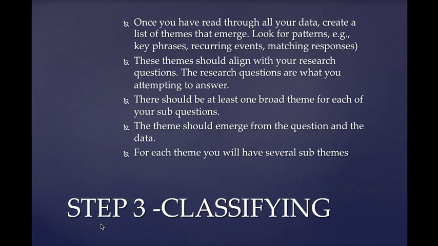Now, step 3 is classifying. Once you've read through all your data, you create a list of themes that emerge. In other words, you're looking for patterns, key phrases, recurring events, matching responses. And these themes, again, should line up with your research questions. This is what you're reading for. So you'll start collecting themes and ideas, all right? There should be one broad theme for each of your sub-questions, okay?